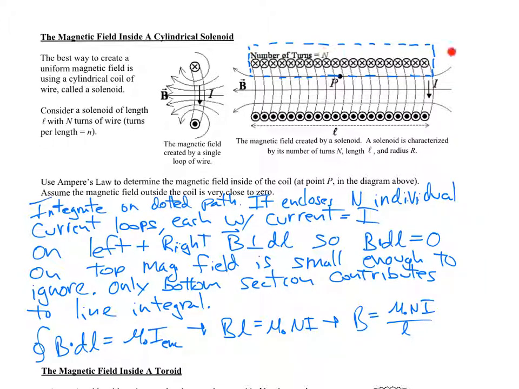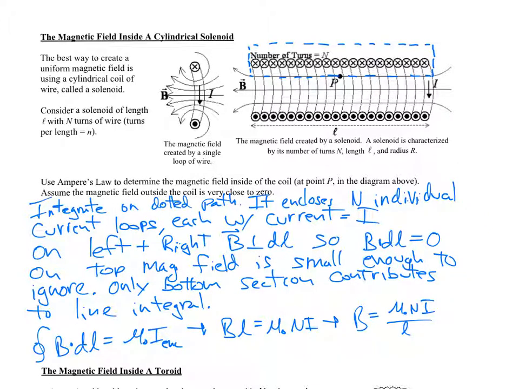On the top, the magnetic field is small. We ignore it. It's basically zero, so the dot product is zero. Only the bottom part here contributes to the line integral, and it's a very easy line integral to do. Since the dot product is maximized, we just multiply L times B for our line integral. So we have the line integral of B dot dl equals mu naught times I enclosed. This line integral just becomes B times L.